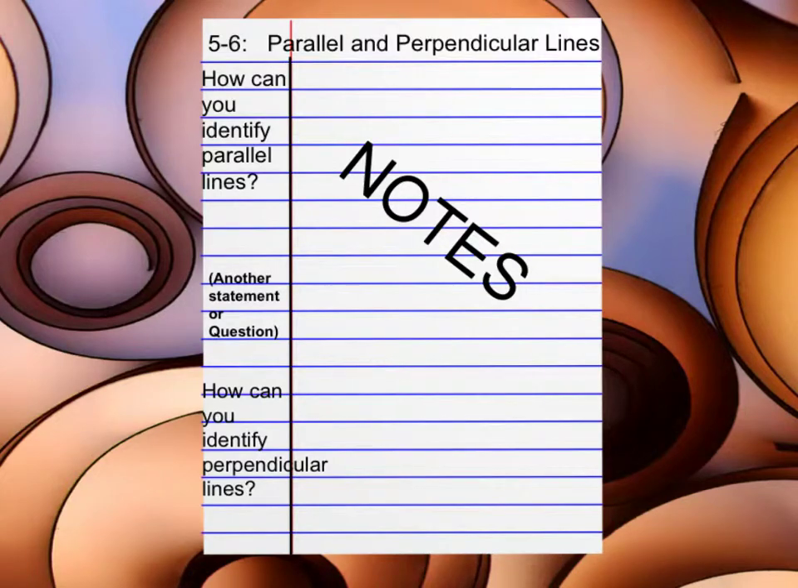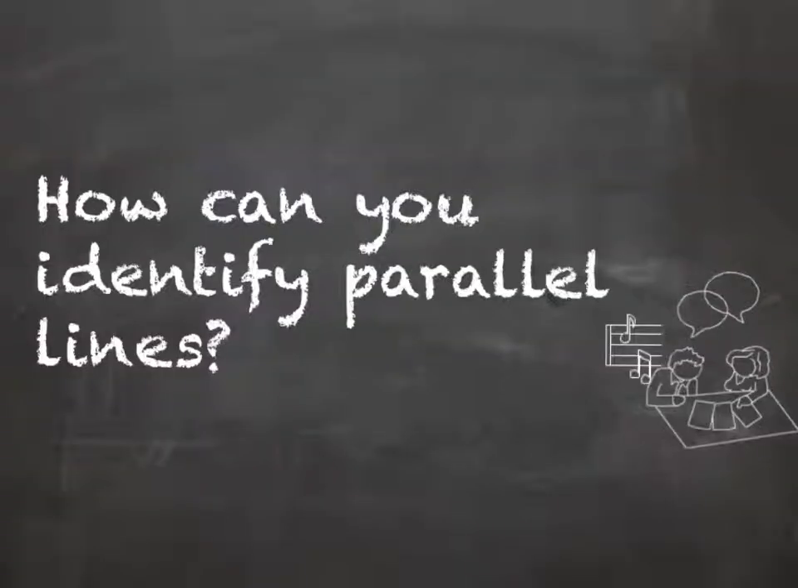Your Cornell notes for this video should be set up this way and have the title 5-6, Parallel and Perpendicular Lines. How can you identify parallel lines? We're going to answer this question in this video.